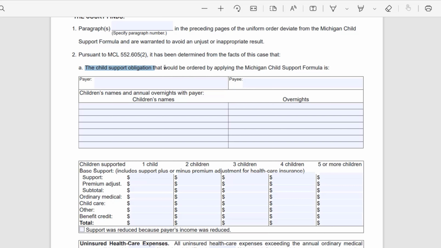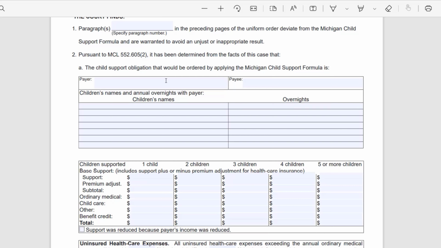So this is what the Uniform Child Support Order Deviation Addendum is going to do. It's going to say that the child support obligation that would have been ordered by applying the Michigan child support formula is as follows. So remember, we said that the Uniform Child Support Order, the FOC 10, is what's actually been ordered by the court. FOC 10D is saying what would have been ordered if we had followed the Michigan child support formula.